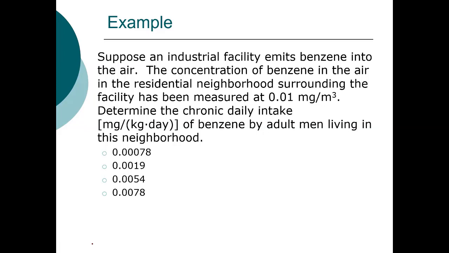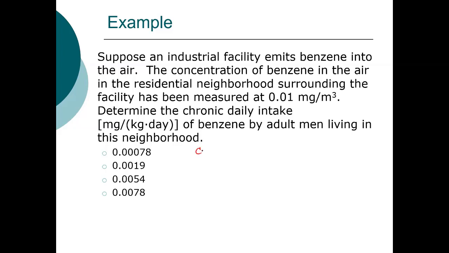Suppose we have an industrial facility. It emits benzene in the air. The concentration of benzene in the air in the residential neighborhood surrounding the facility is measured at 0.01 milligrams per cubic meter. Determine the chronic daily intake of benzene by adult men living in this neighborhood. And typically you will say the answer is most nearly, and then you're given some choices.